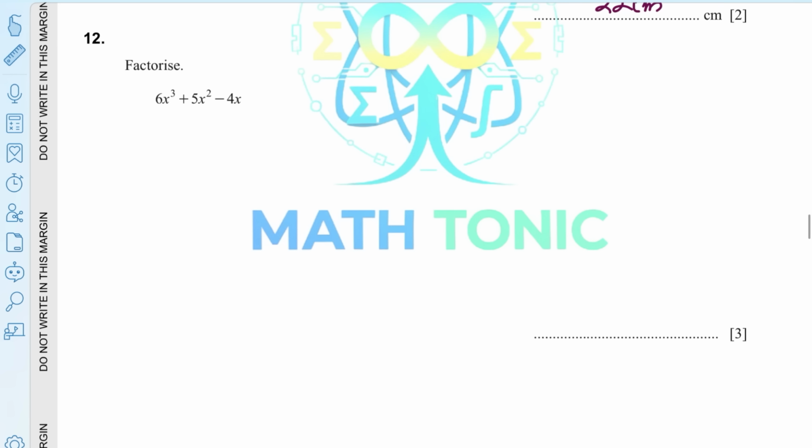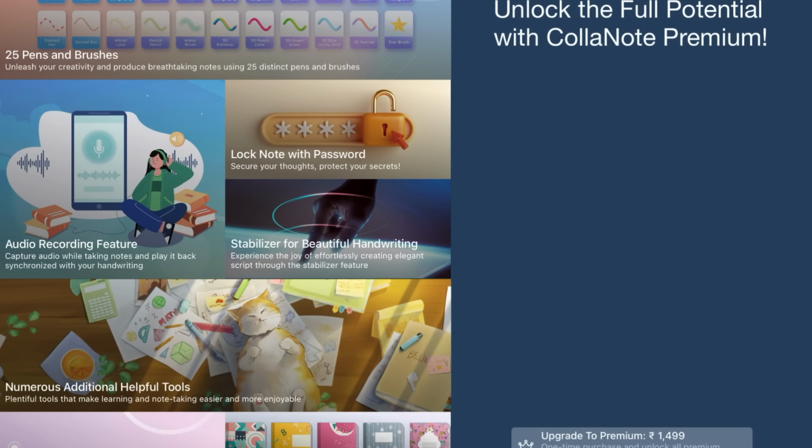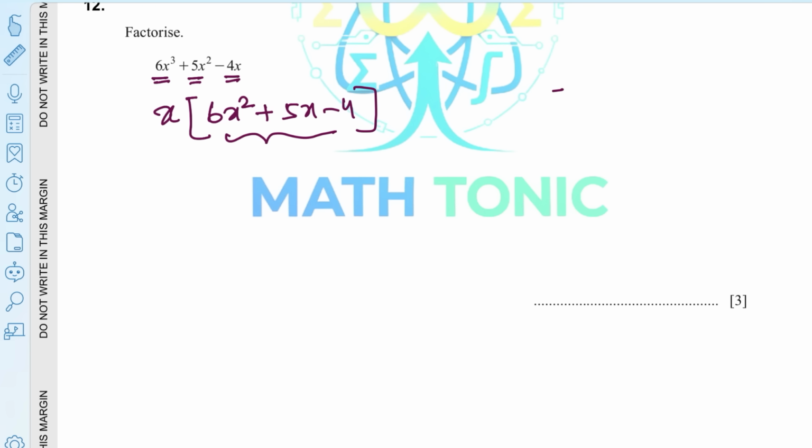Next is, given that, factorize. Now in this you can see that in these three terms we have x, right? So we can take x common here. If I take x common, it will be x times 6x squared plus 5x minus 4. Is it okay? First step. Now this is a quadratic expression, so we can factorize this, right? We can split the middle term. Find two numbers whose product is ac, 6 times minus 4, which equals minus 24, and the same two numbers, when we add or subtract, should give 5.